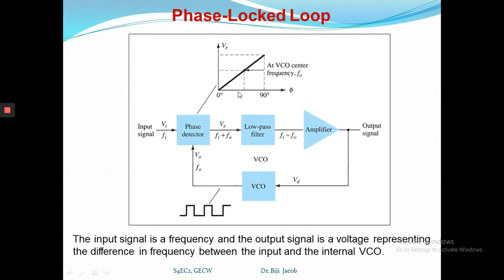That's the basic transfer function of a phase detector. As the phase error increases, the error voltage will increase. As you know, frequency is nothing but the rate of change of phase. So as the phase changes between two signals, the frequency also changes. The input signal is frequency and the output signal is voltage, represented by the difference in frequency between the input and the internal VCO. That's the mechanism. It's basically a closed control system.